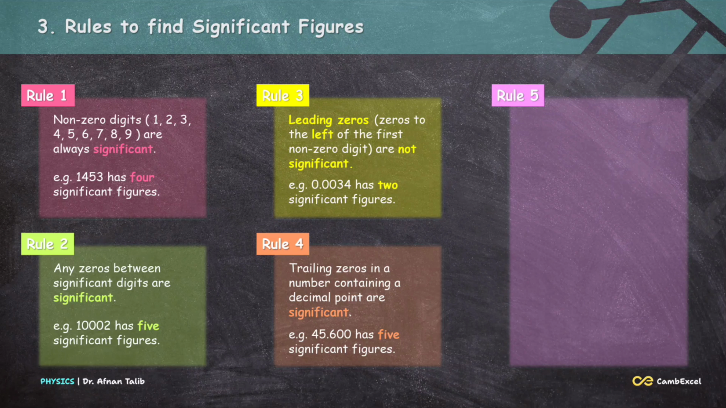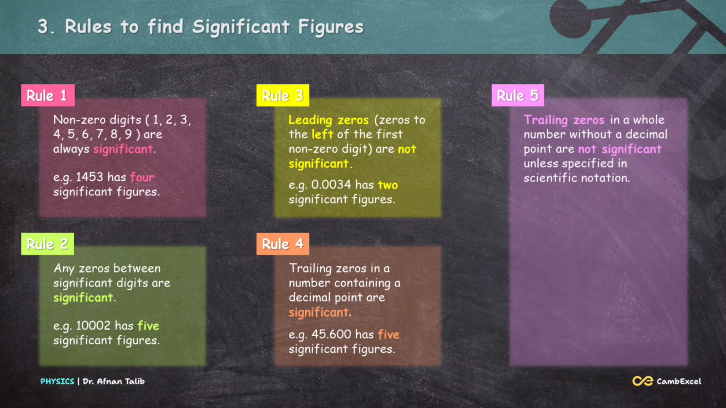Rule number 5. The trailing zeros in a whole number without a decimal point will be considered as non-significant unless it is specified by a scientific or a standard notation. For example, we have a number 1500. Since it doesn't have a decimal point in it, it has only two significant figures, that is 1 and 5.